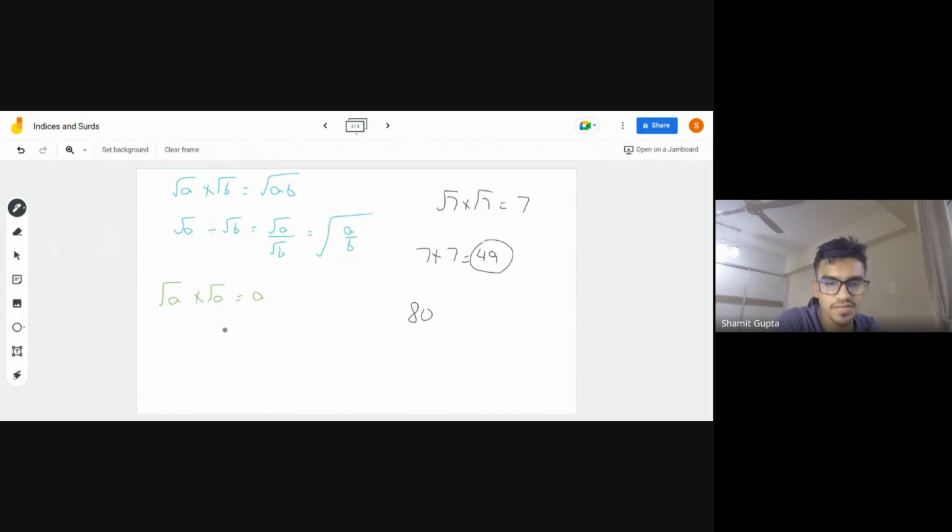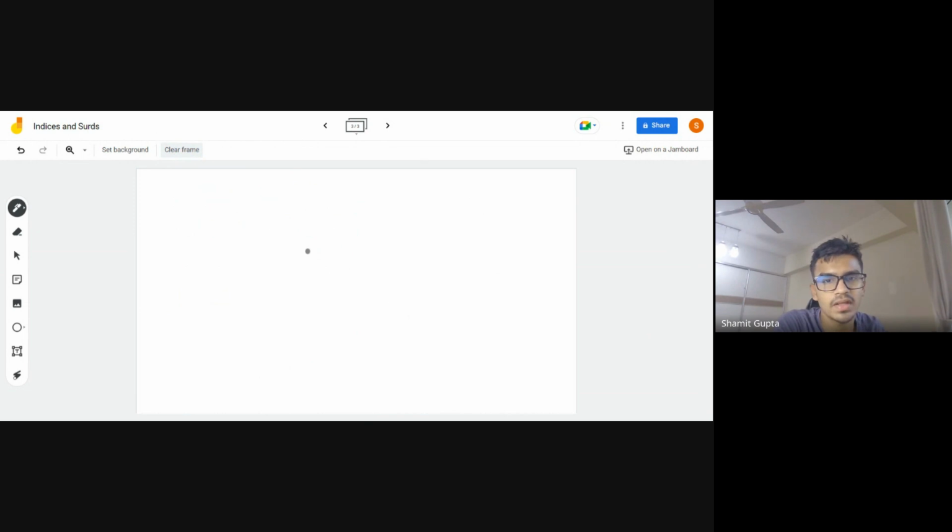Even in terms of indices, it makes sense because this is like a power 1 over 2 times a power 1 over 2, and 1 over 2 plus 1 over 2 is 1. So it becomes a power 1. Okay, those are some properties of surds which you need to know, and you might be asked to solve some equations in which you need to know some of these properties.